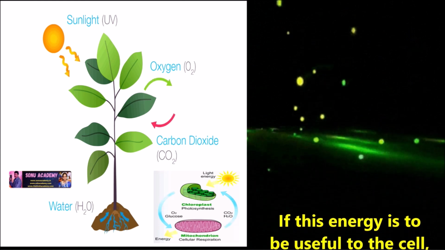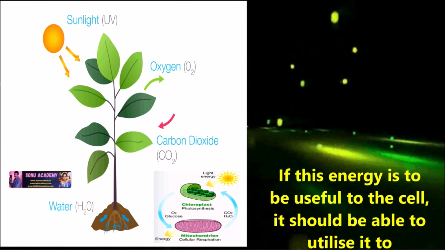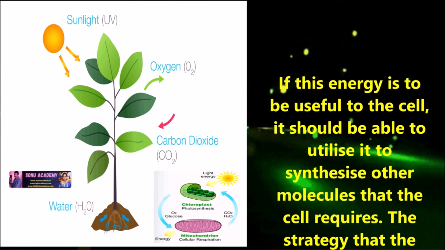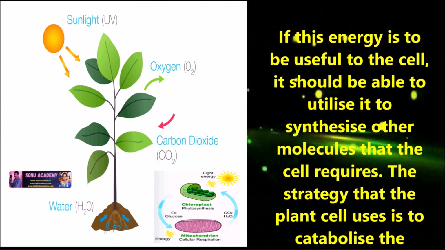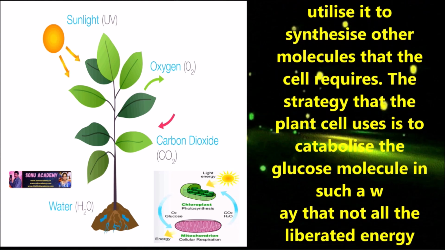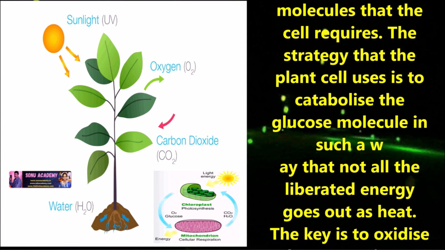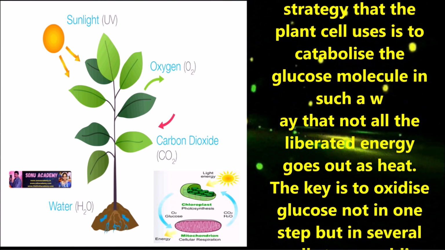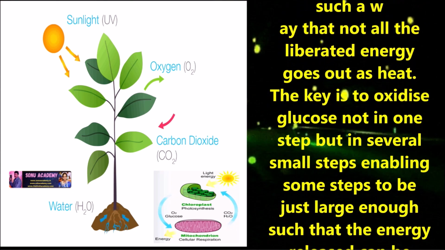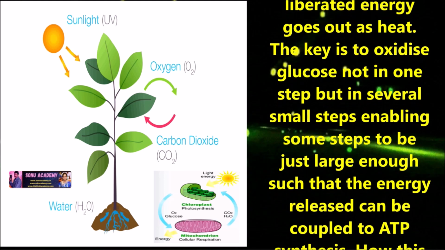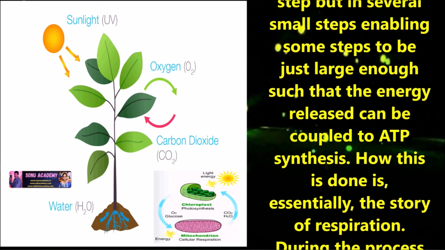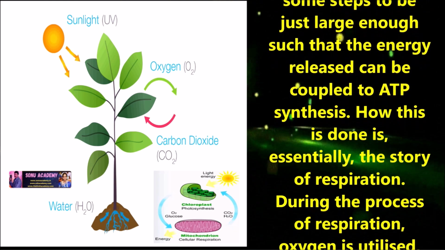If this energy is to be useful to the cell, the cell should be able to utilize it to synthesize other molecules that it requires. The strategy that the plant cells use is to catabolize the glucose molecule in such a way that not all the liberated energy goes out as heat. The key is to oxidize glucose not in one step but in several small steps, enabling some steps to be just large enough such that the energy released can be coupled to ATP synthesis. How this is done is essential.